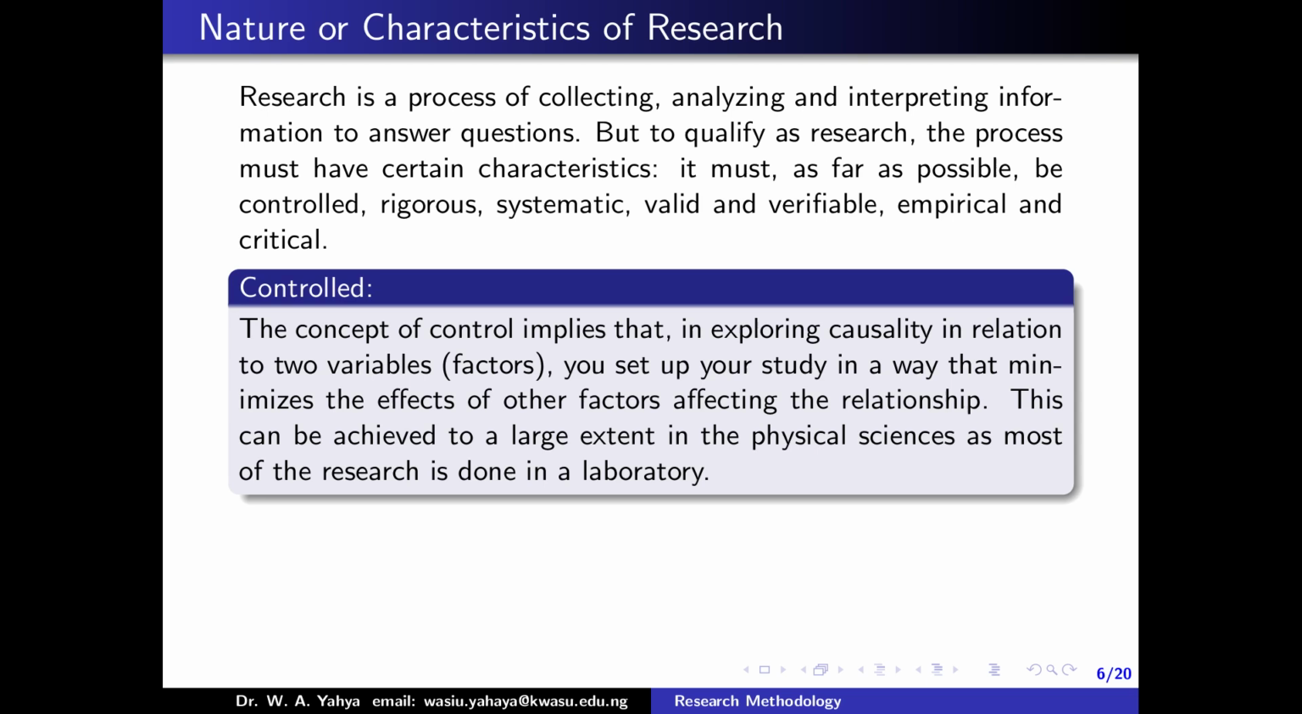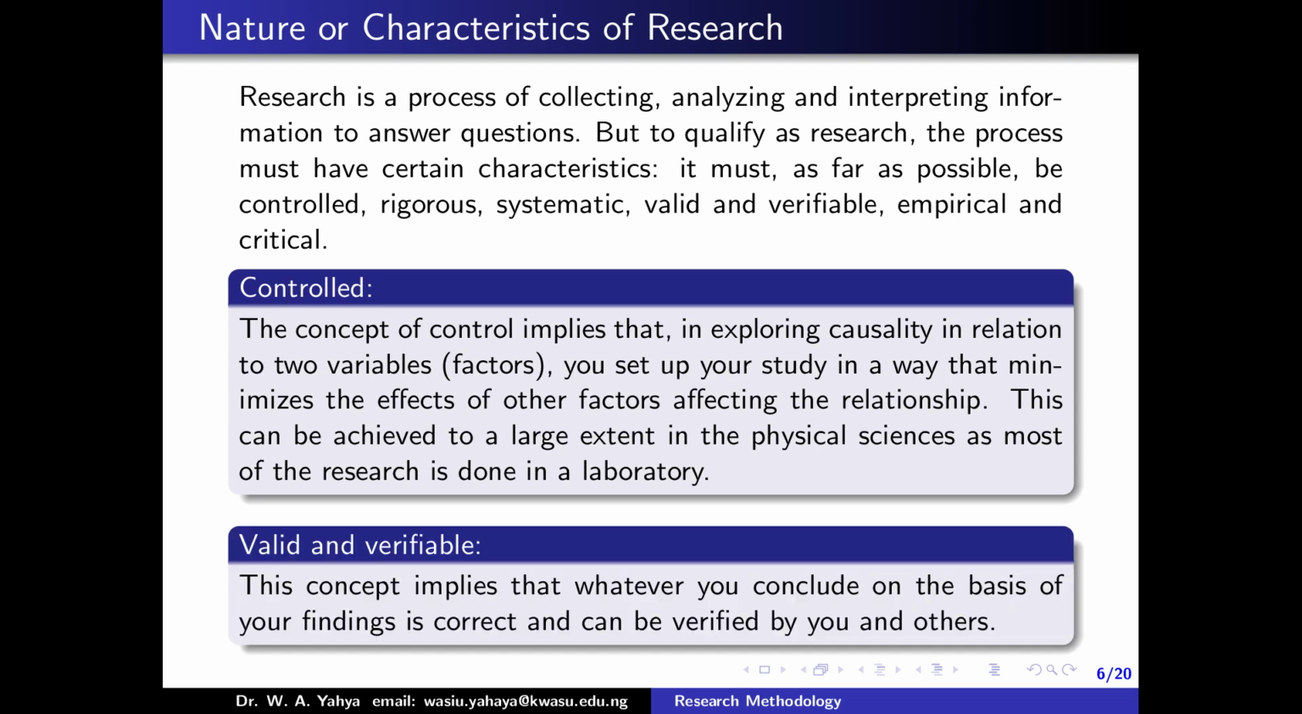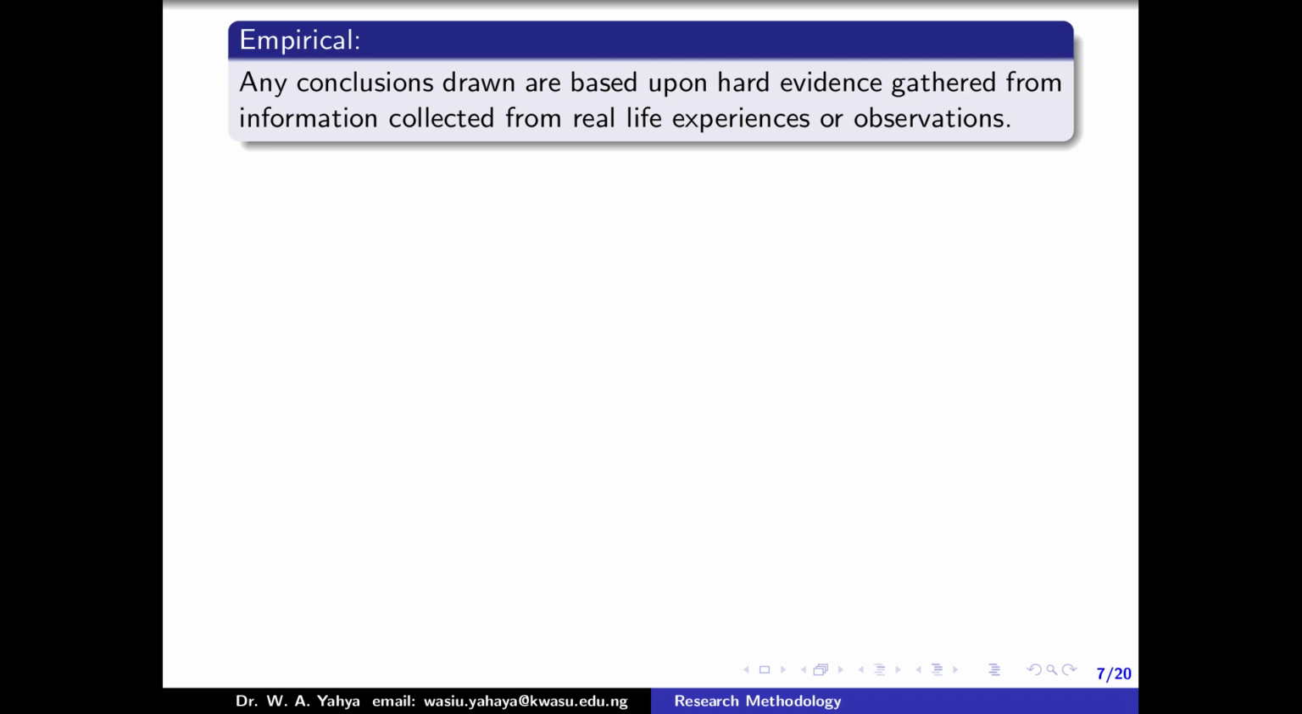So this is what we mean by being controlled. Then it must be valid and verifiable. So if you have carried out a research, someone else must be able to verify your findings. Someone else must be able to check if what you have done is correct. Someone else must be able to follow the process that you followed and reach the same conclusion. So this is what we mean by valid and verifiable.